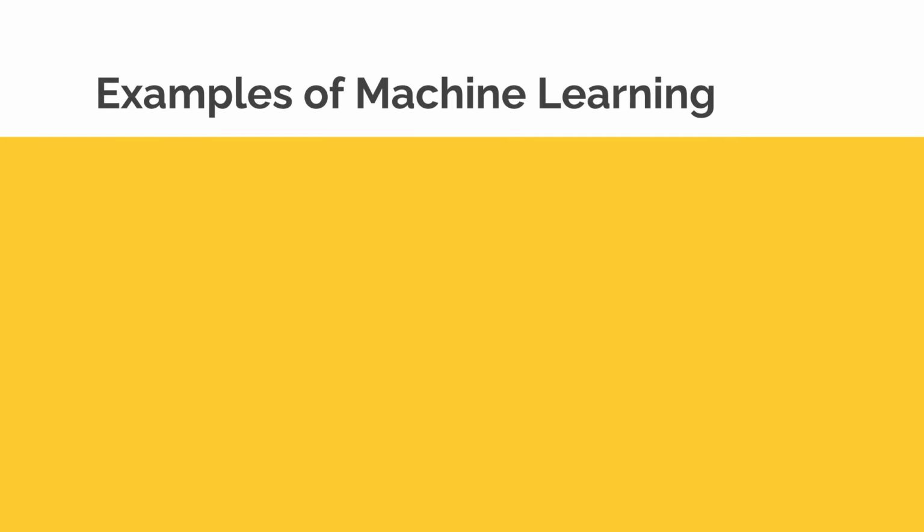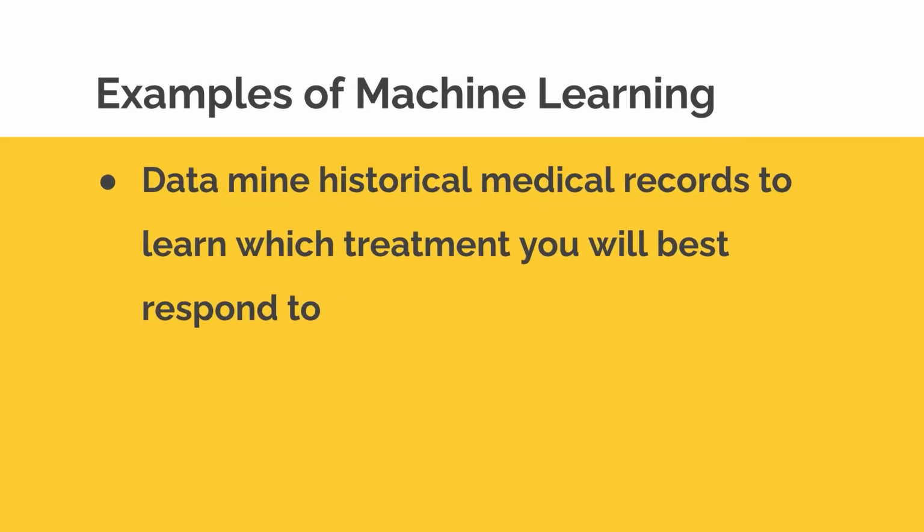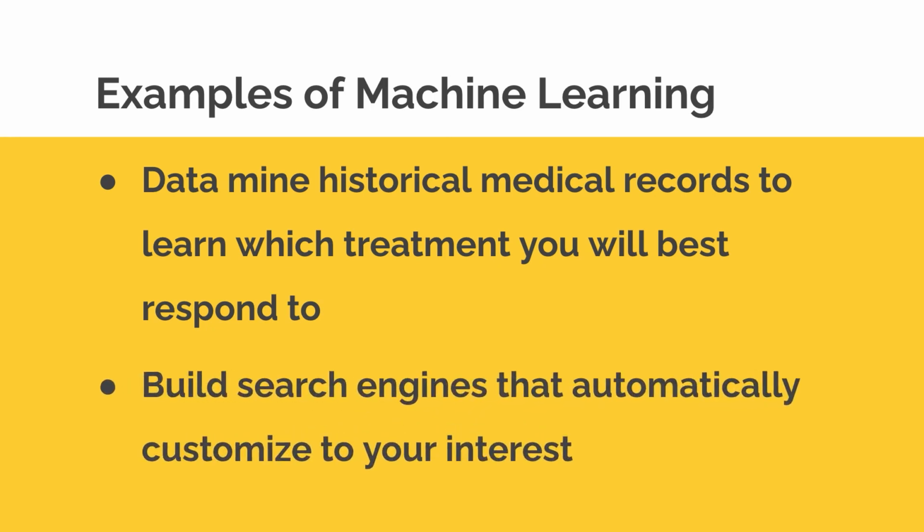Let's look at some examples of what machine learning can do. One example is an algorithm can mine through historical medical data to learn which treatment you might best respond to based on your medical data. So you can learn from historical data to make predictions and classifications about the present and also the future.